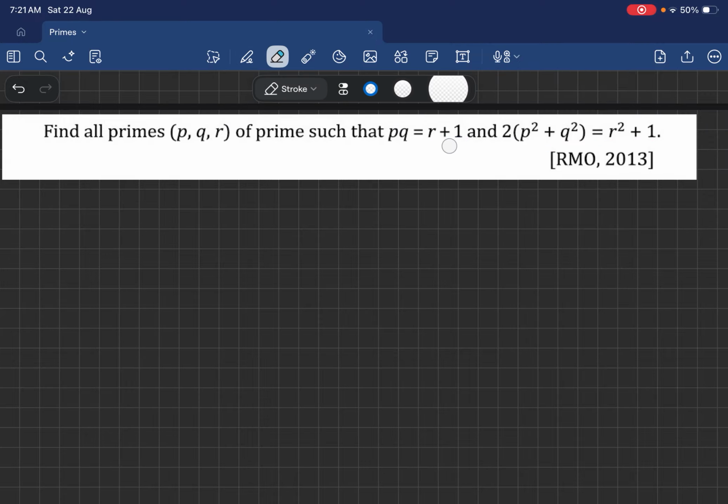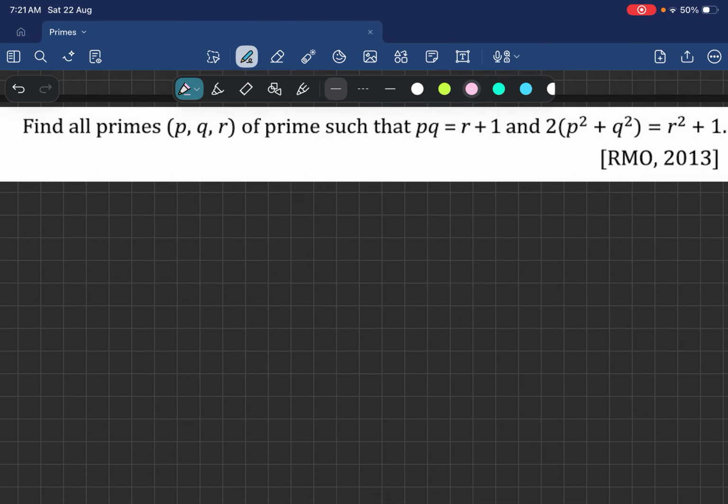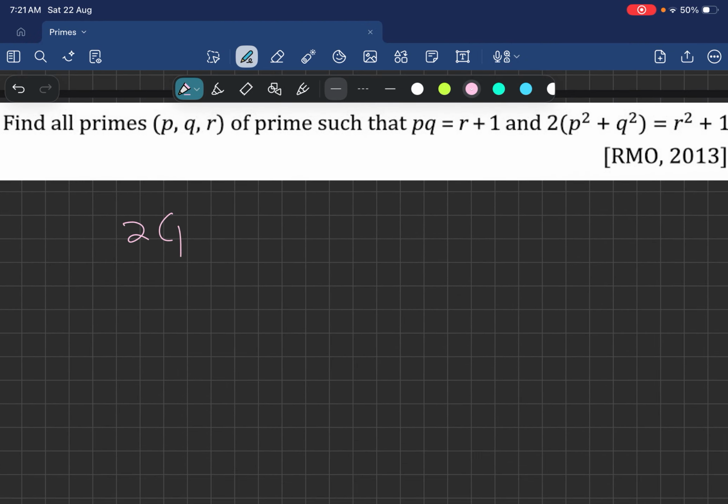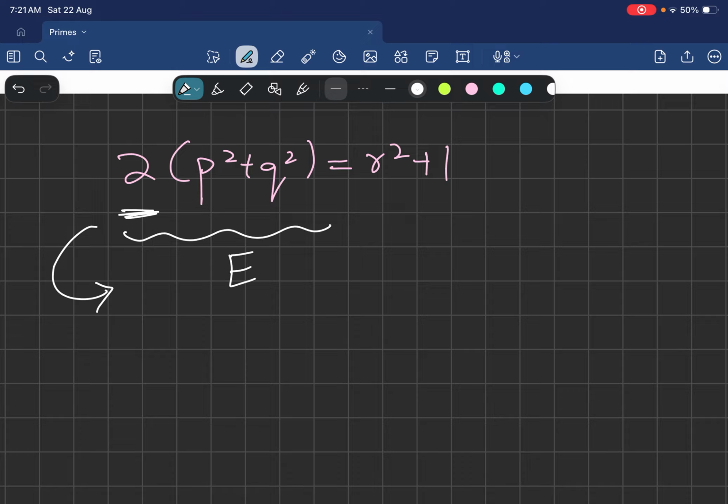Okay, so when you look at these two expressions, what's the very first thing that comes to your mind? Looking at this expression, I see a 2 here. What does this imply? This implies that this is even because it has a factor of 2 in it, which implies that this r square plus 1 is even as well.